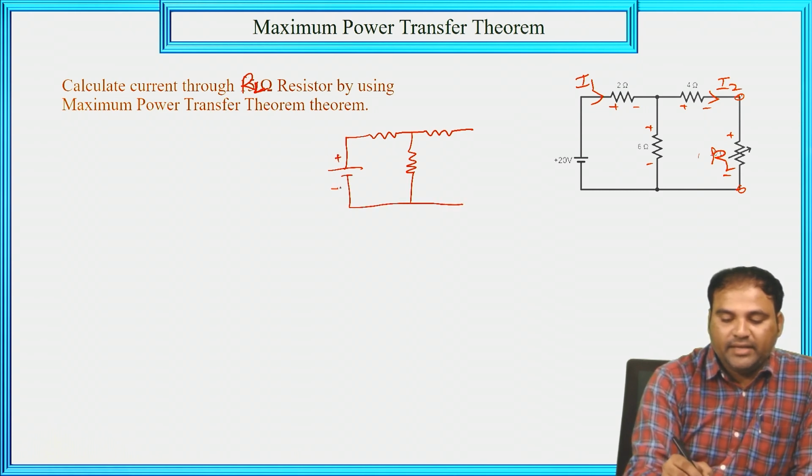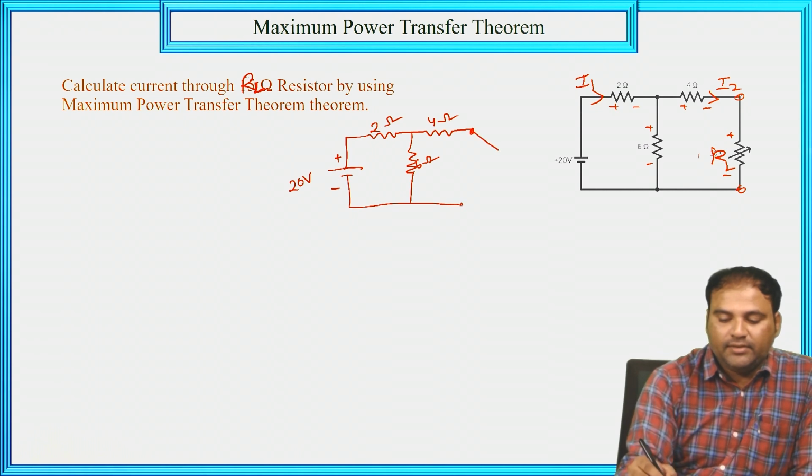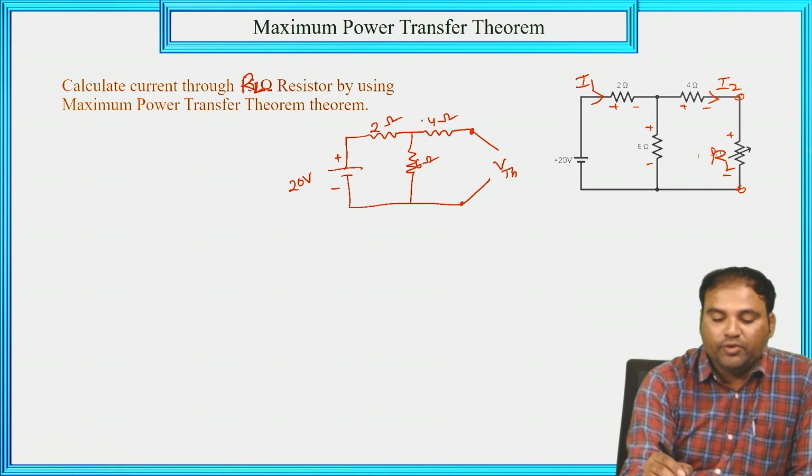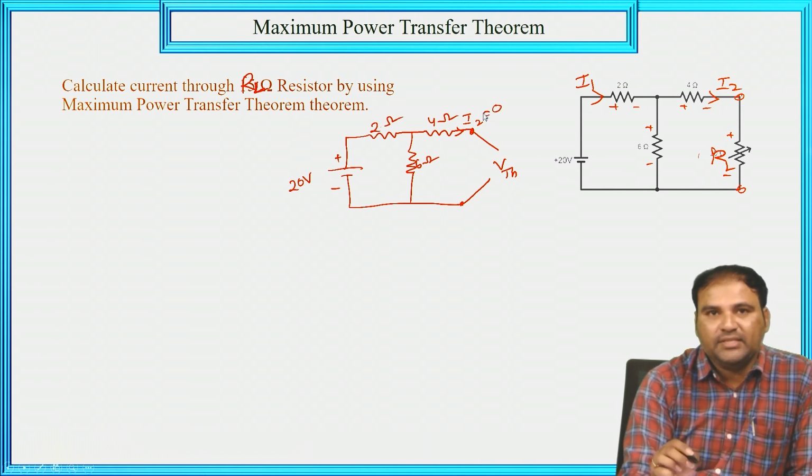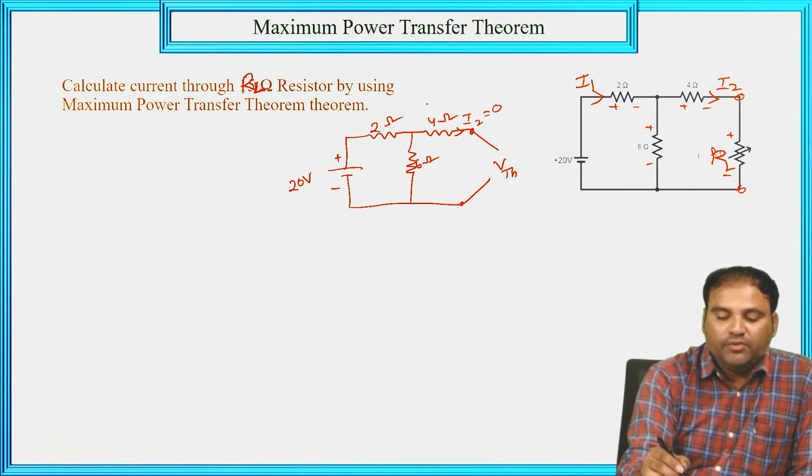So plus minus 20 volt, 2 ohm, 4 ohm, 6 ohm. Here we need to calculate the VTH. Here at the 4 ohm there is no current flowing. So the current through this 4 ohm is 0, meaning I2 is equal to 0. I2 equal to 0 means there is no current through 4 ohm, so there is no 4 ohm element.